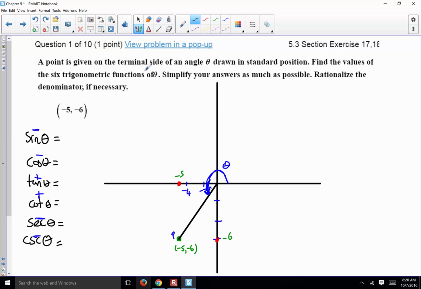Okay, let's compute. Sine is y over r. Y is minus 6, but I don't know r. What is this distance? I'm lost. I need to compute r. I don't know what this r is. It's not given. Did I forget it? How do I compute that r?